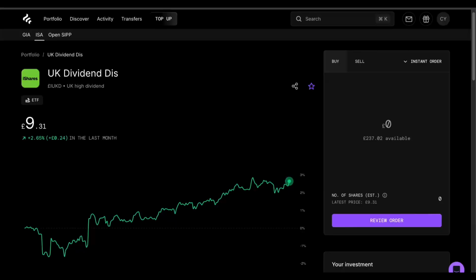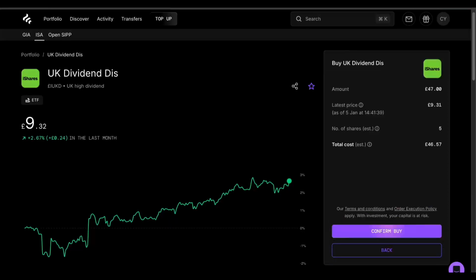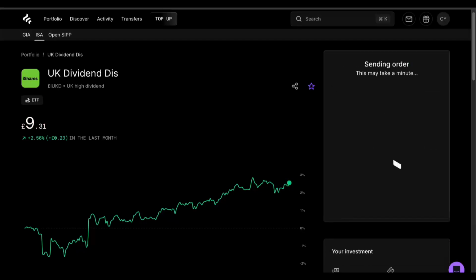I've chosen the iShares UK Dividend ETF, stock ticker IUKD, as the core holding because it targets high-yielding UK dividend stocks across a broad range of companies, offering higher average yields, wider sector exposure and strong liquidity. It has also outperformed the FTSE 100 over the past 1, 3 and 5 years, making it a solid fit for an income-focused portfolio. For that reason, I'm going to be adding 5 more shares today for a total amount of £46.57 and will continue adding to this position every single month.